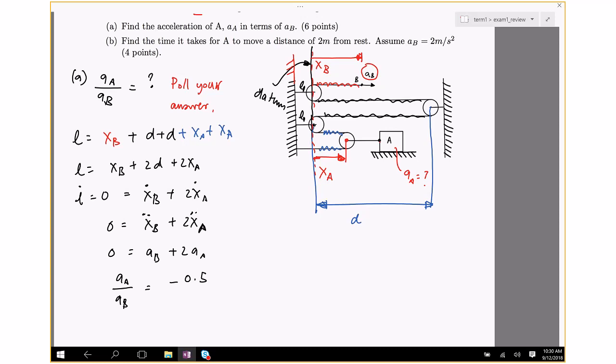So this is how the class did. There were 7 people who got it right. Another person who got 0.5, that's right. Yes. Okay.